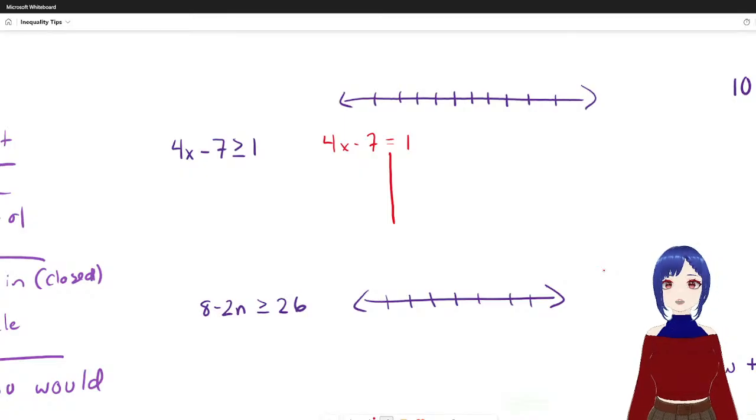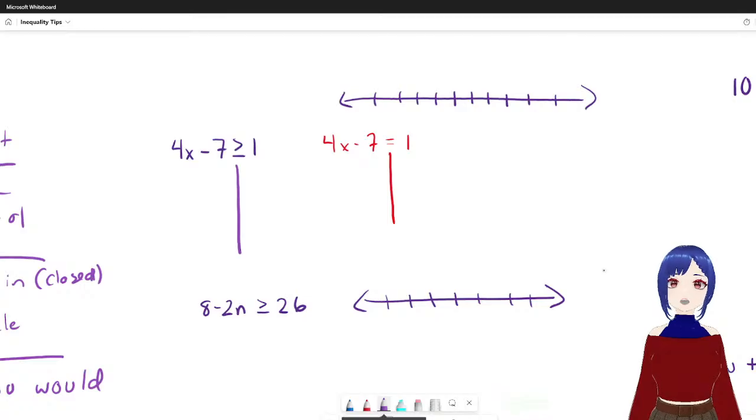The only time it's different with the solving steps is if there's a negative number with your variable. That's the only time that the steps will be different, and it's the only time that it makes a difference as to what you do. But for this, the steps we take are going to be the same no matter which one we're doing. So if you're strong with equations, we have 4x minus 7 equals 1. You always undo, you do the opposite.